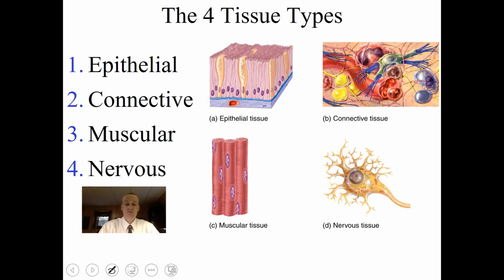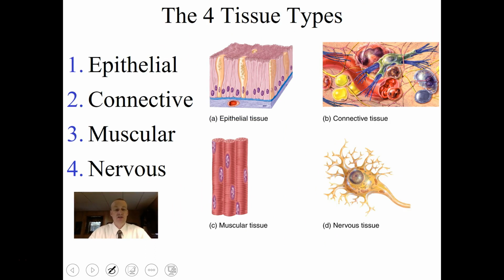Now, we're going to talk about 4 types of tissue, and you might think, well, that's great, we only have 4 types of tissue, but each type of tissue is going to have sub-levels to it. So there are many different kinds of epithelial tissues and connective tissues, only 3 muscle tissues, and we're only going to talk about 1 nervous tissue today.